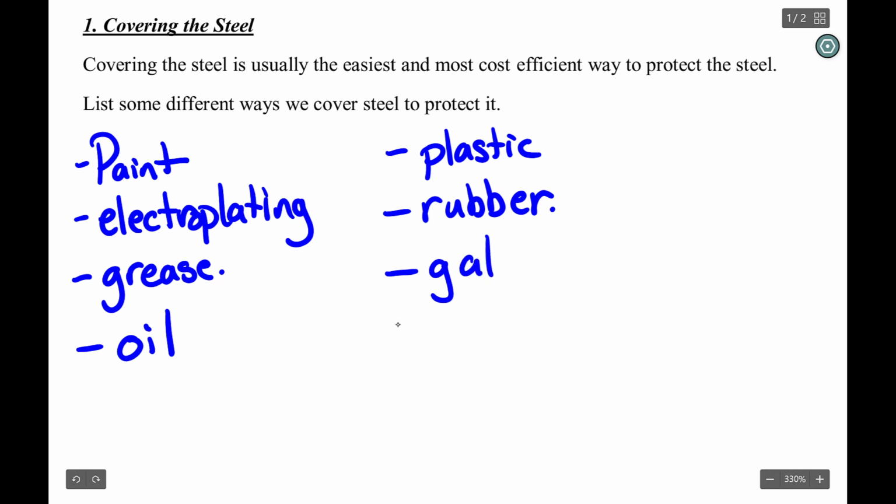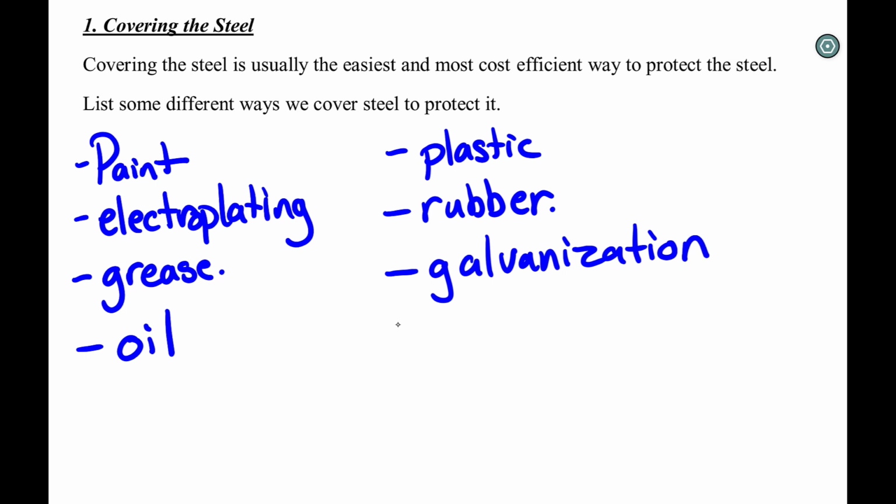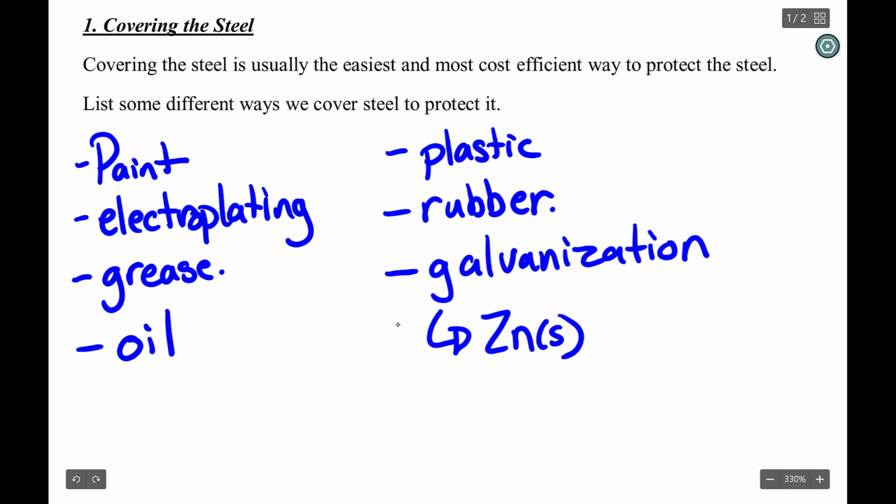Galvanization is probably one of the most popular ways of coating iron on a large scale. Galvanization is when iron is covered with zinc. Now, this can be done a couple of ways. It can be done through electroplating the zinc on, but they also just dip large pieces of iron or steel in giant vats of zinc, and it coats the whole piece of steel.